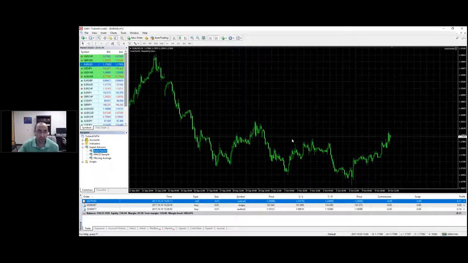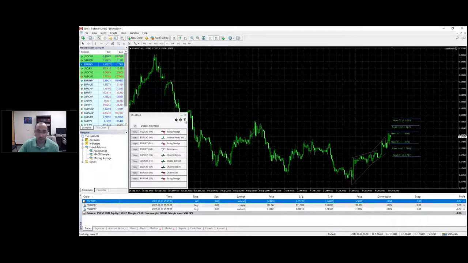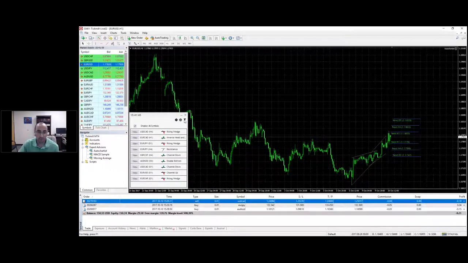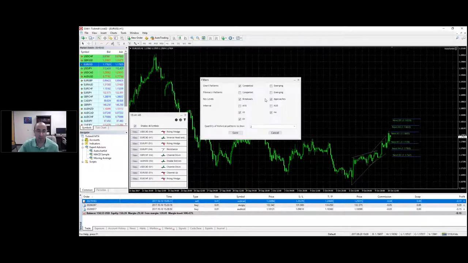I'll just wait for that a moment to come up. I click on this little filter button over here. Autochartist sometimes takes a little bit of time to load. Okay, there we go. So my filter button came up. What I do is I only trade, let me circle that for you so everyone can see, completed chart patterns, and I trade breakout and approaching key levels, and I only trade the higher time frames. That gives me a reasonable set of results that I can trade.